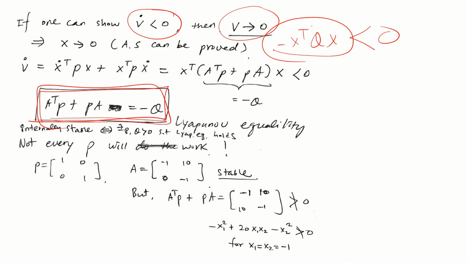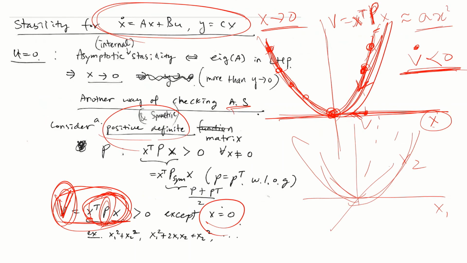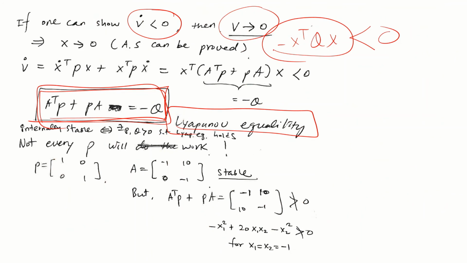In fact, this equation is called the Lyapunov equality. That's why this one is called the Lyapunov candidate function later. But this is called the Lyapunov equation. This is a matrix equation. A, P, Q, they are all matrices.